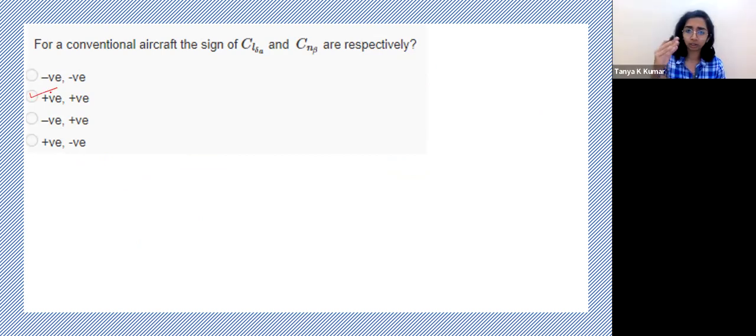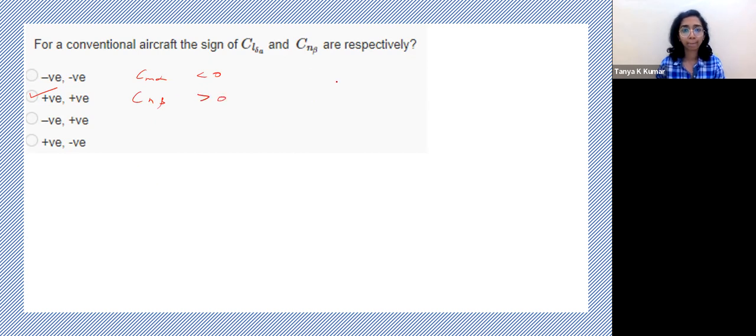So I'll just go over all of those stability and control derivatives because there seems to be some confusion still. So let's start with CM alpha, very well known. We know this. It needs to be negative. Next is CN beta. Okay, CN beta will be positive.